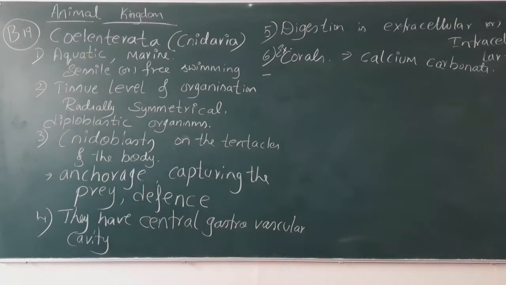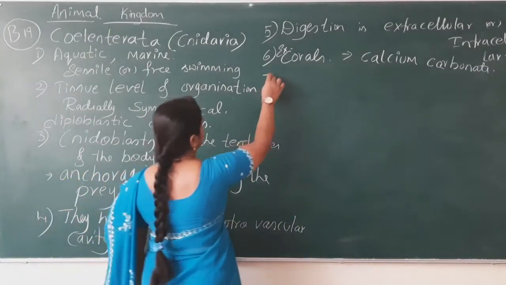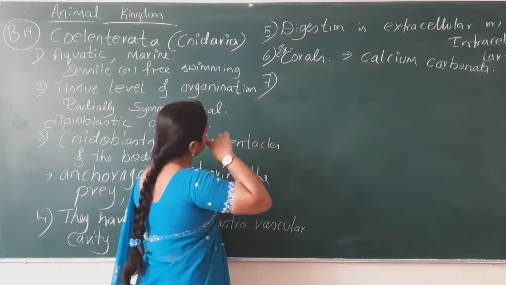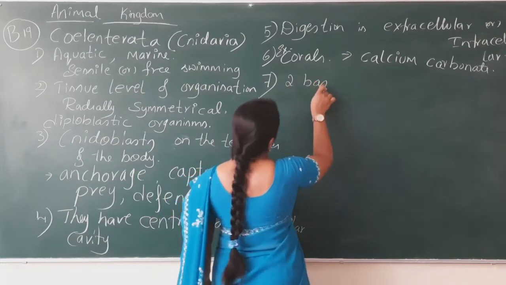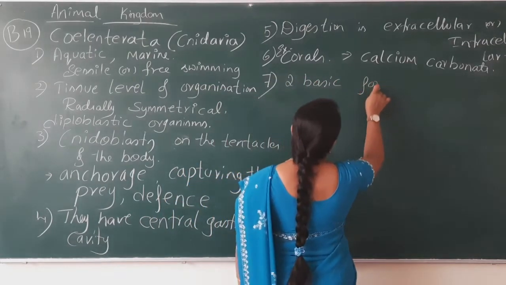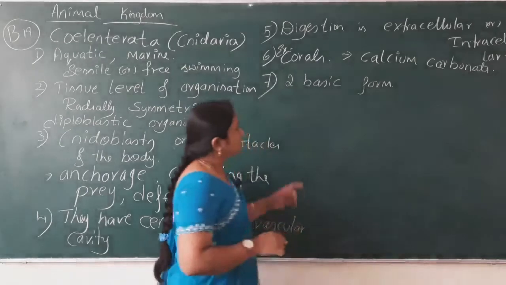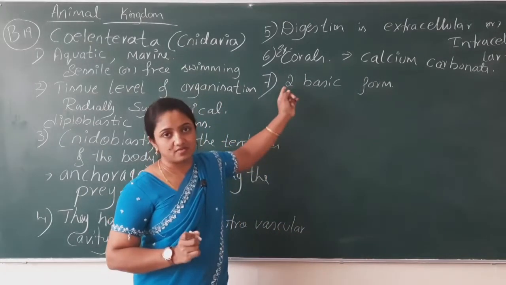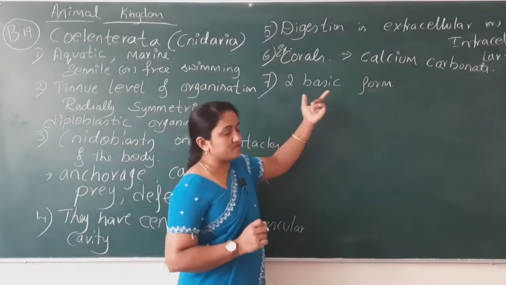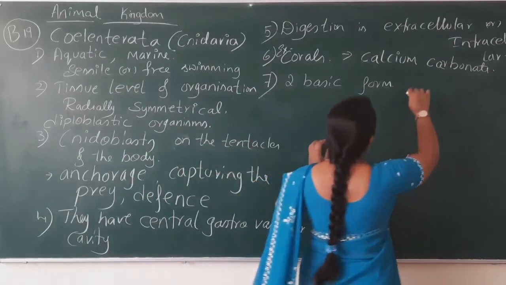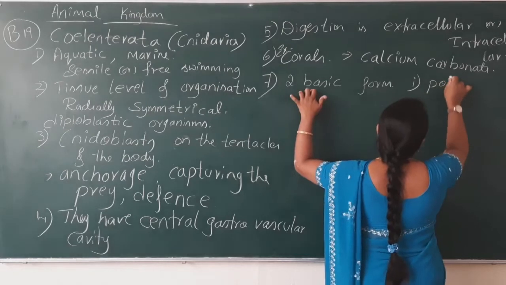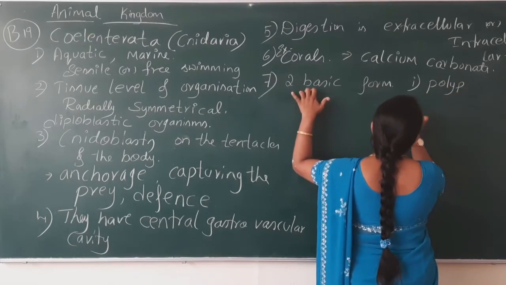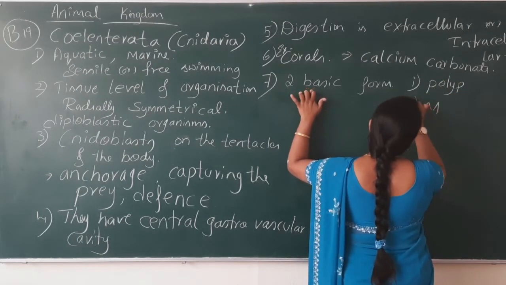And the next is, the cnidarians exist in 2 basic forms. So my dear student, just concentrate on this character because this is a pretty new concept for you. 2 basic forms: one is polyp and the second one is medusa.